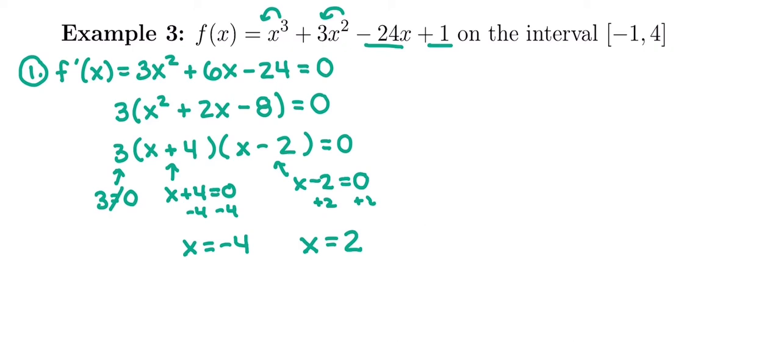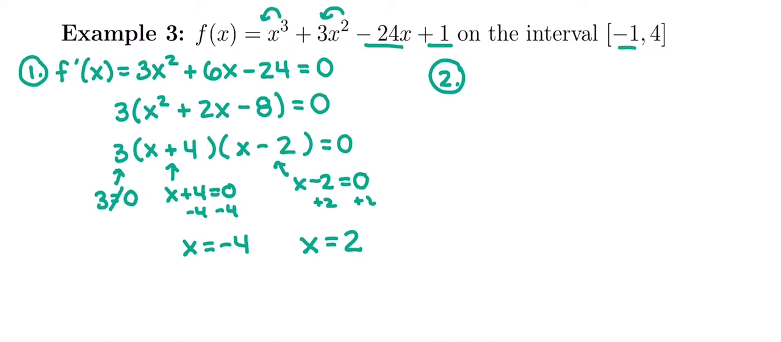And now I'm going to do my second step. The second step would either be comparing endpoints to critical numbers that are on the interval, or if you don't have endpoints, that's when you would make a sign chart. Here we do have an interval. We're going to look from -1 to 4.